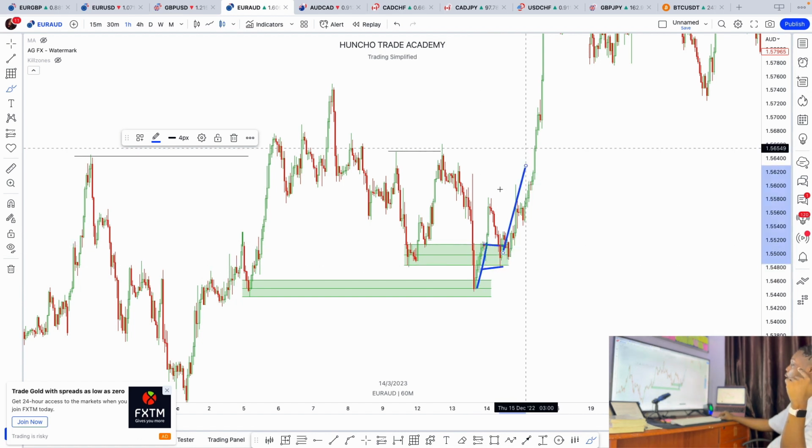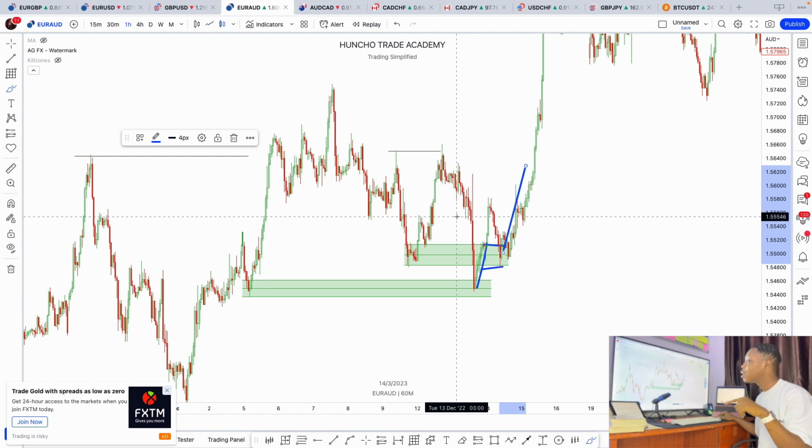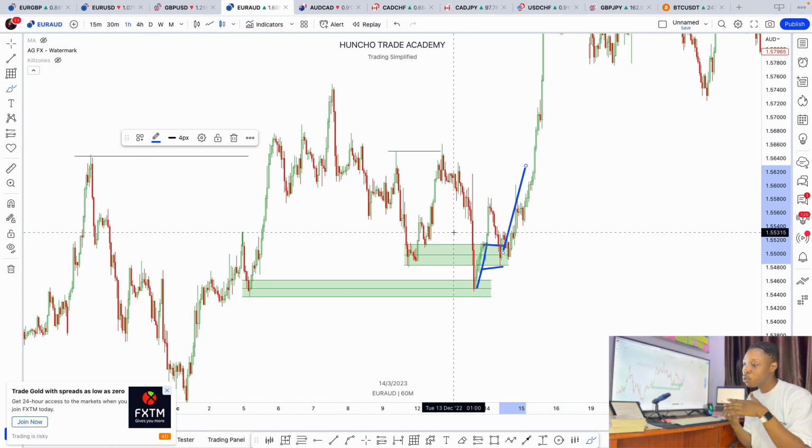So I don't care if price breaks my order block. That's why I don't set limit orders anymore. This is the main reason why I don't set limit orders. I used to use limit orders before, but as time goes on, you get more experience and you evolve with the market. So I just tweak and refine my strategy to my taste.